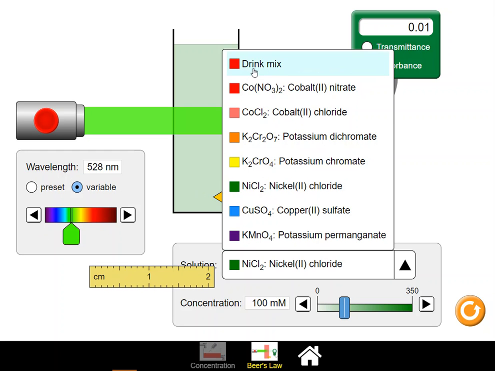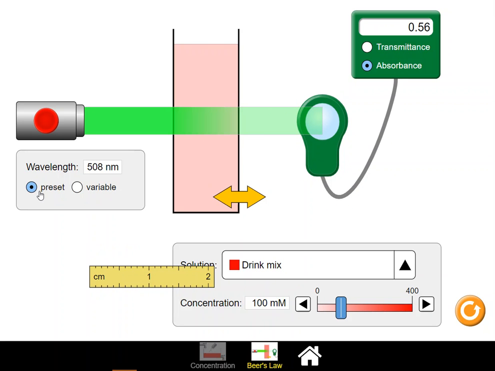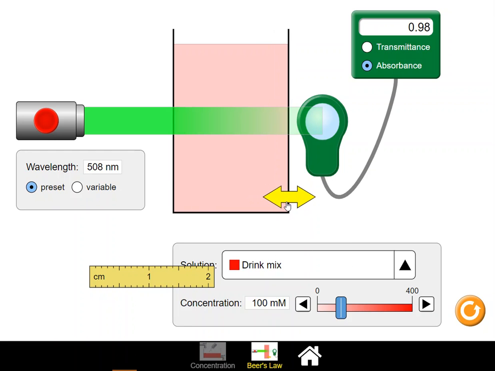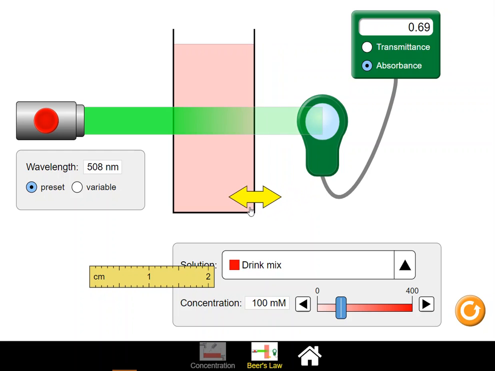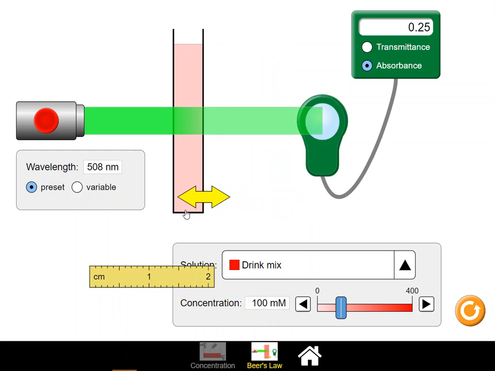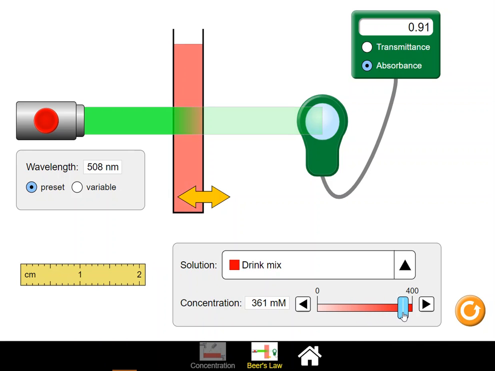So that's going to change the transmittance there. If I make this wider, there's more particles to absorb that light. If I make it narrower, there's less particles to absorb the light, so we get a lower absorbance. We can also play with the concentration. So if I increase the concentration, we see that the absorbance increases. That's because there's more particles present in the solution. So you'll experiment with this, go through and answer the questions as you go, and use that to complete this activity.